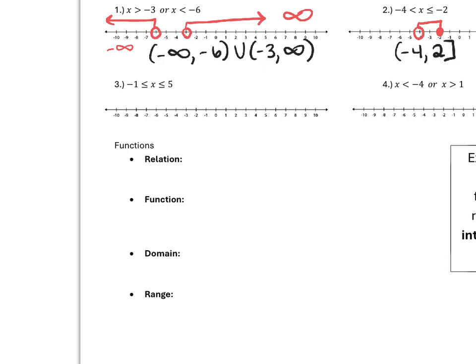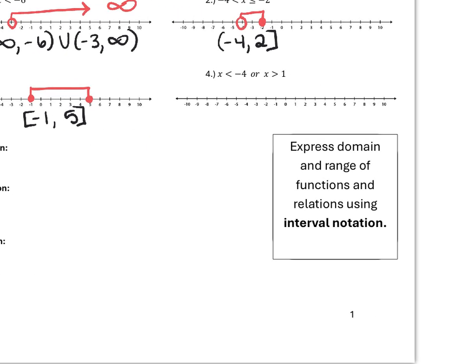Number 3, if I graph this, -1 is less than or equal to x, which is less than or equal to 5. And it's between those two values. So in interval notation, we would have a bracket, -1, comma, 5, bracket, because they were both closed circles. And then number 4, if I graph this first, x is less than -4 to the left, x is greater than 1 to the right. So in interval notation, this is coming from negative infinity, stopping at -4, jump, so we put a U, starting again at 1, not included, and continuing on to positive infinity.